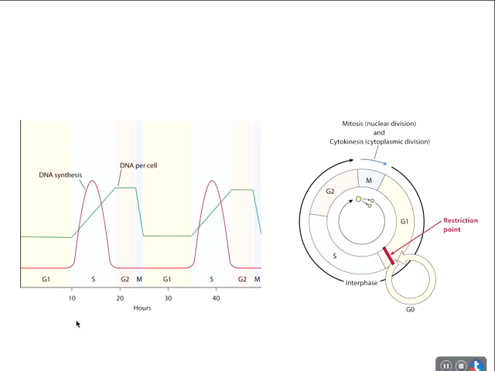You've also heard the term interphase. Interphase is everything except for mitosis. So that includes G1, S, and G2 would be interphase for that particular term.